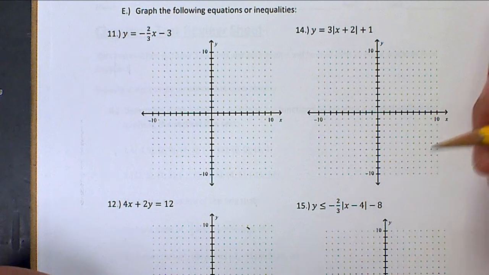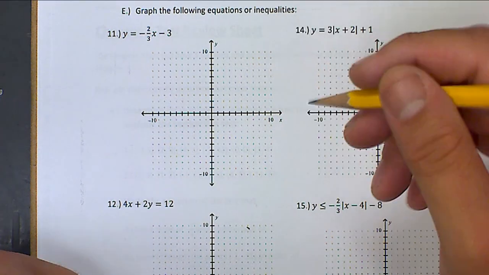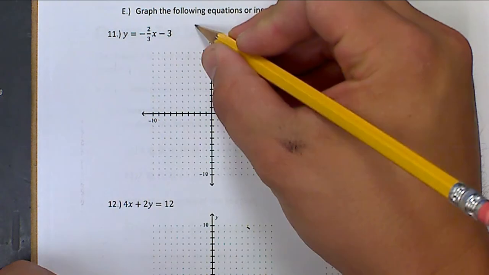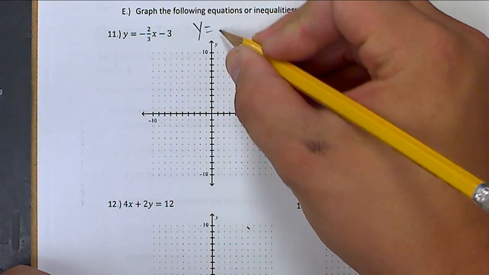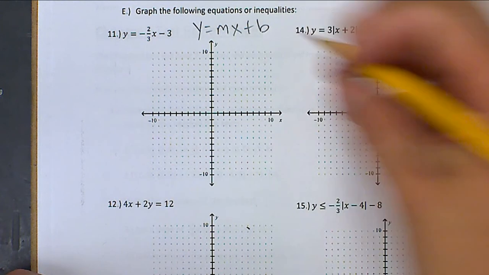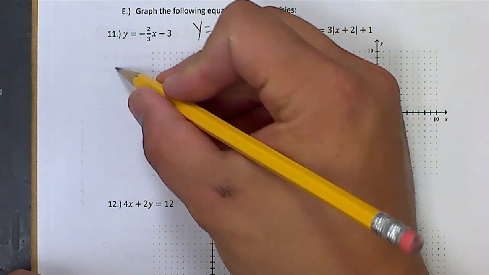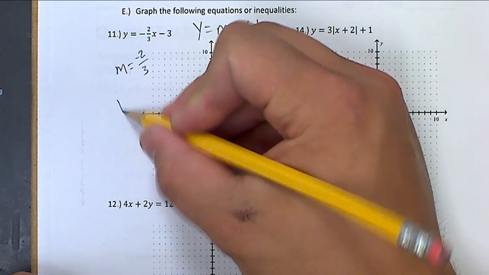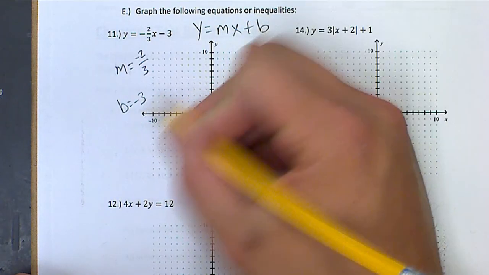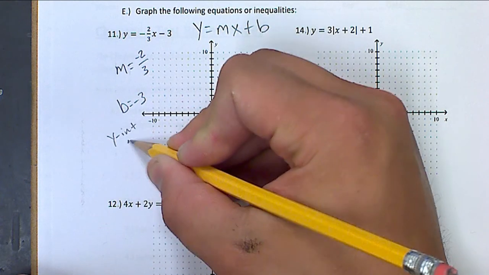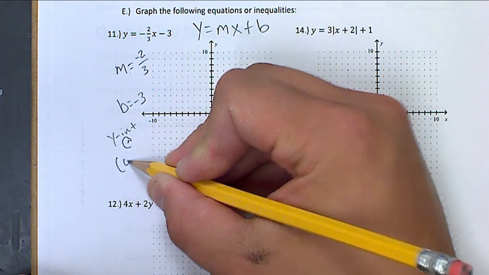Number 11, we have y equals negative 2 over 3x minus 3. This equation is in slope-intercept form. It follows the form y equals mx plus b. Just by inspection, you can see that the slope of this line is negative 2/3, and b has to equal negative 3. Since b equals negative 3, the y-intercept is at 0, negative 3.